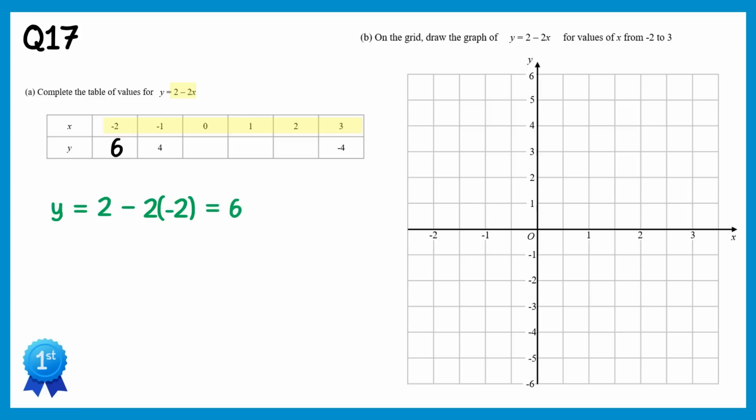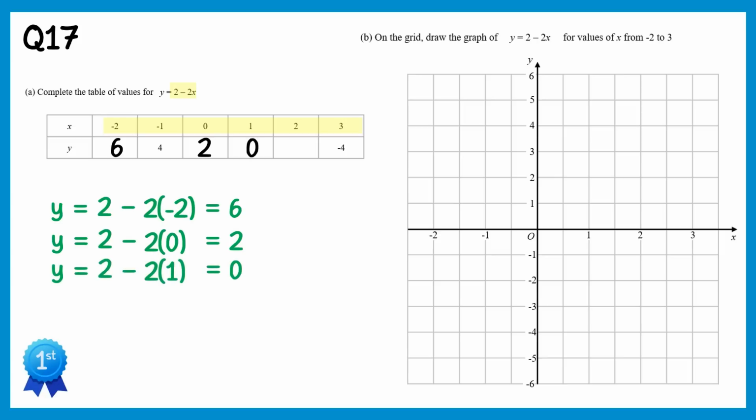Now they already did negative 1 for us, so we'll move on to 0. So it's y equals 2 take away 2 lots of 0, which gives us 2. So we can add that to the table. Then we'll move on to 1. So y equals 2 take away 2 lots of 1, which gives you 0. Add that to the table. And finally, when x is 2, y equals 2 take away 2 lots of 2, which is negative 2, and add that to the table.